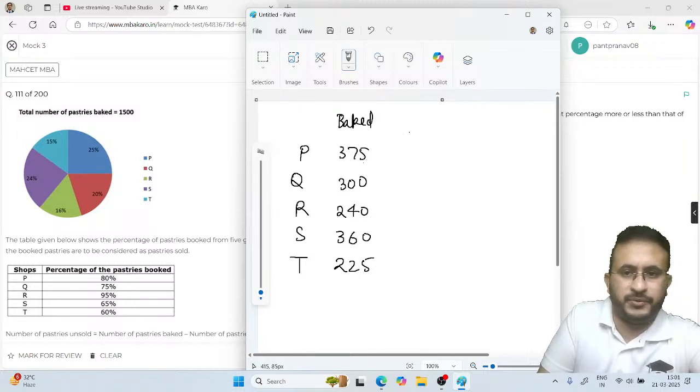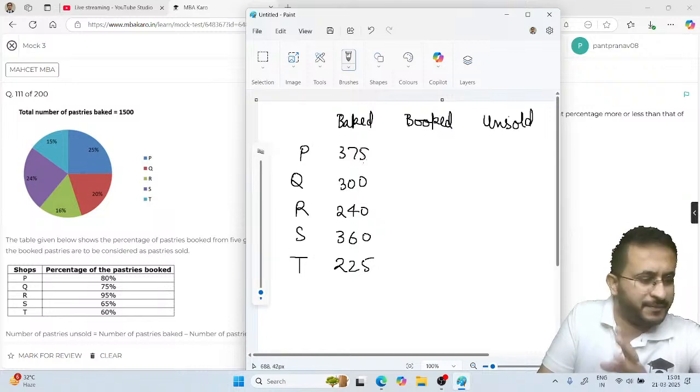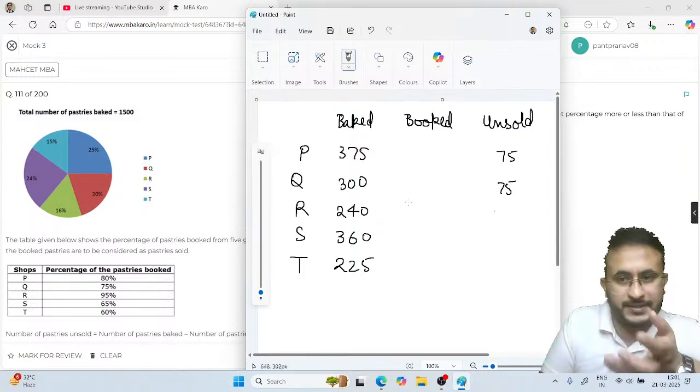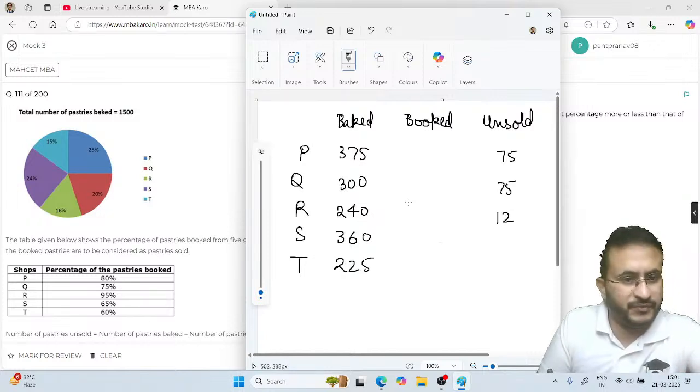And then we have booked. Booked is the ones that are sold. And then we have unsold. Unsold is what is left, so subtract. So this is 80%. 20% will be unsold. That is 75. 25%, 75 unsold here also. 5% unsold for R. So 5 is easy to calculate, small numbers, right? So 5% will be 12.